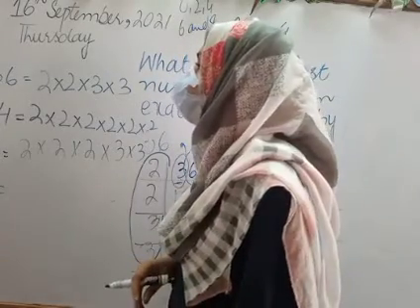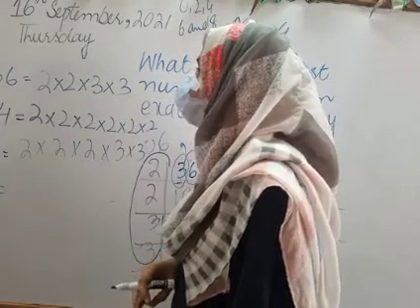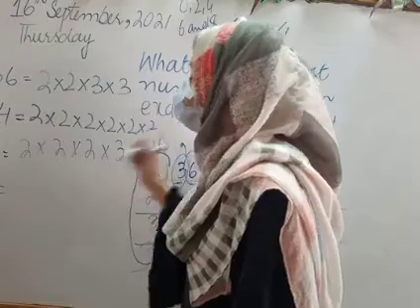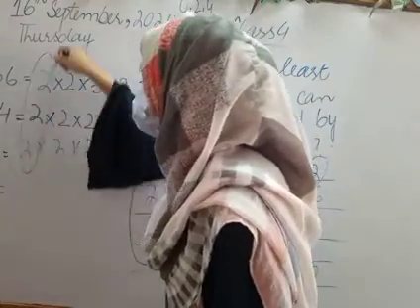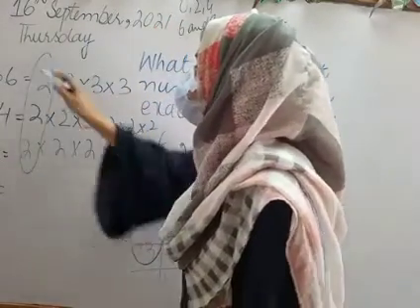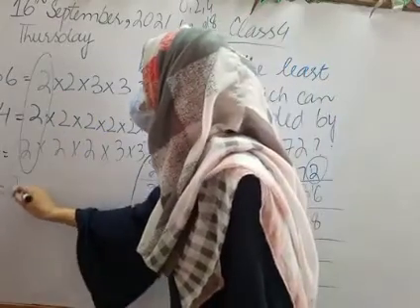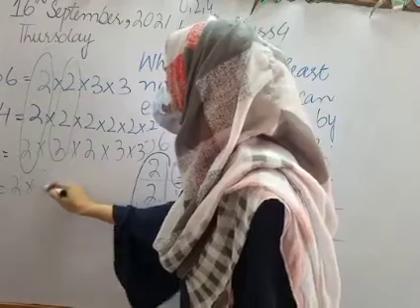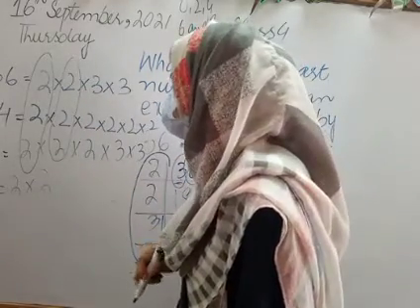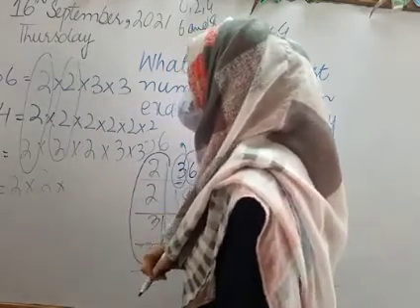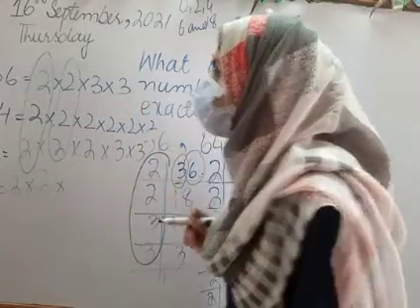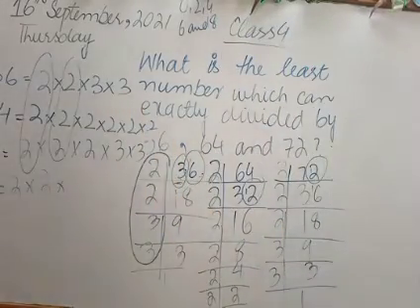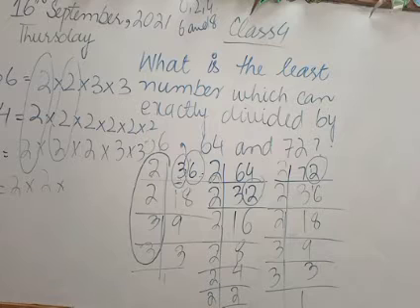Fine? Now what would we do? Very good. We will simply extract the common numbers. Now 2 is in all three, so I will write it only one time. Then 2 is also common, so I will write it also one time. Then do we have 3 in all of them, class? No. So what would we do?